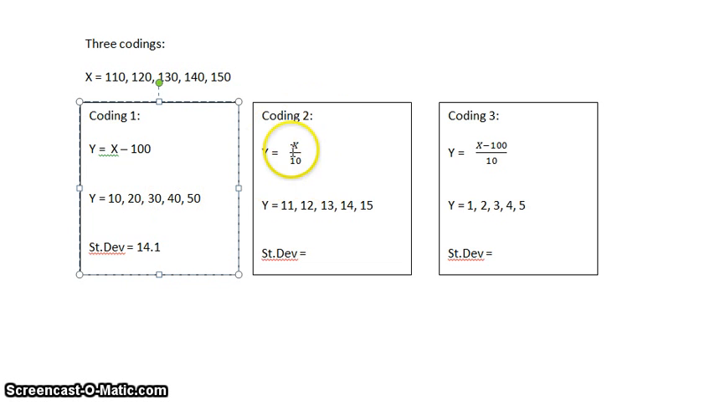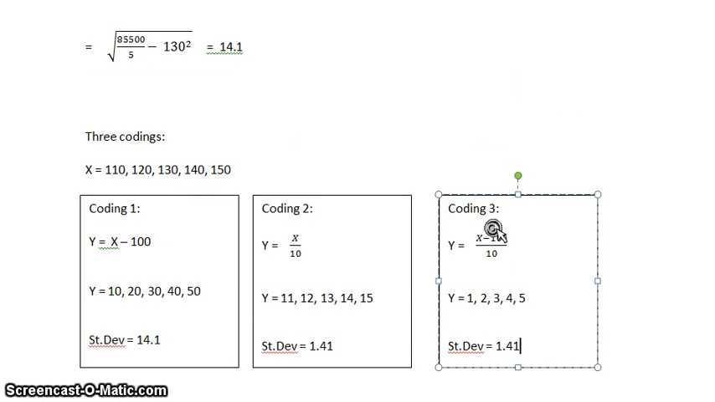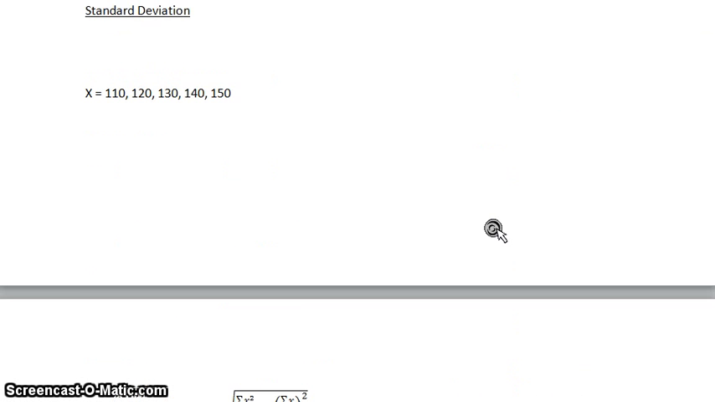If we code by dividing by 10, we're calculating the standard deviation here, and that comes to 1.41, and the third coding, the standard deviation of this set of data, comes to 1.41.